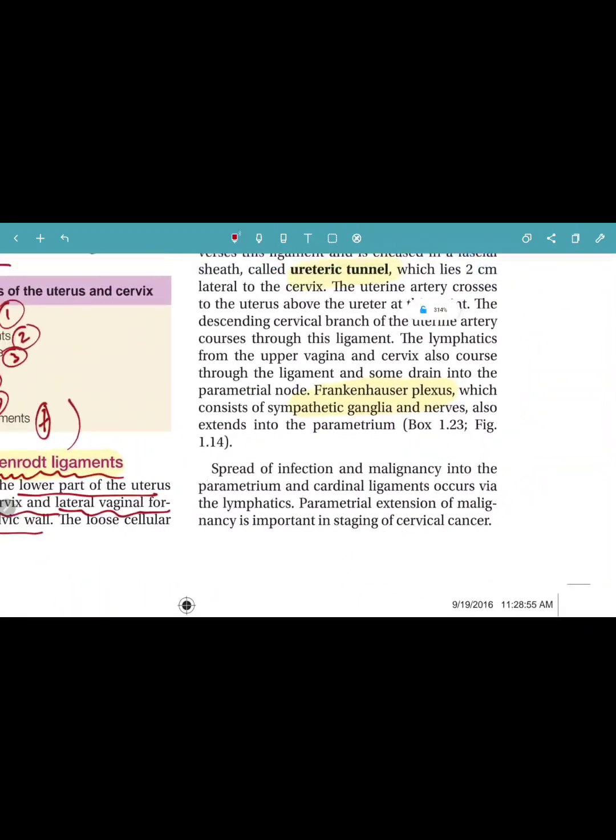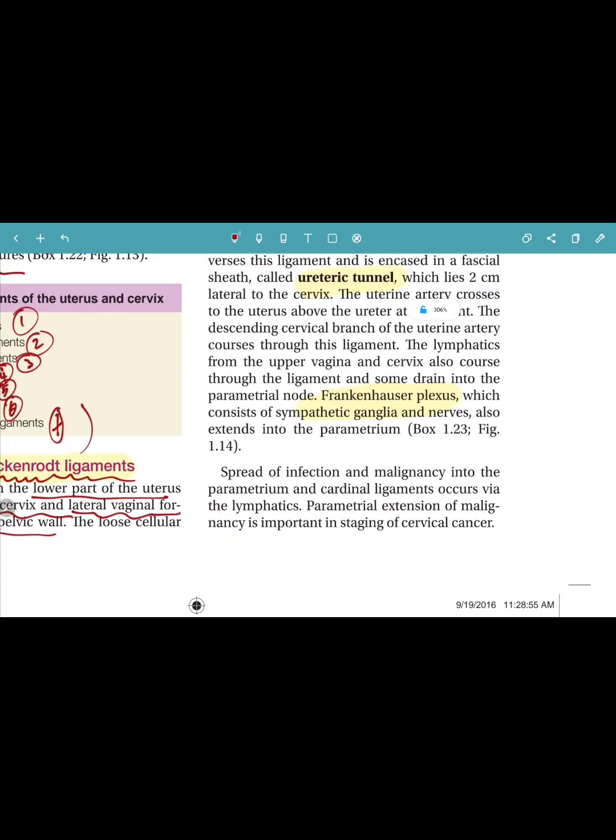Spread of infection and malignancy into the parametrium and the cardinal ligaments occurs via the lymphatics. Parametrial extension of malignancy is important in staging. Parametrial extension of malignancy is very important in staging of cervical cancer.